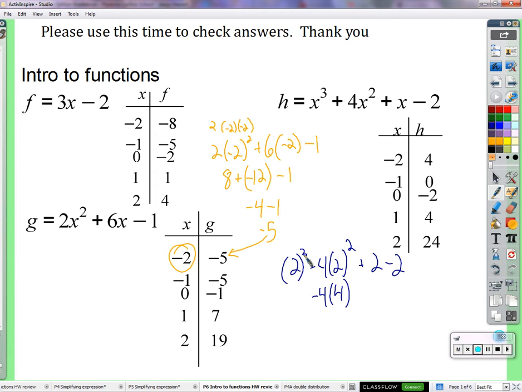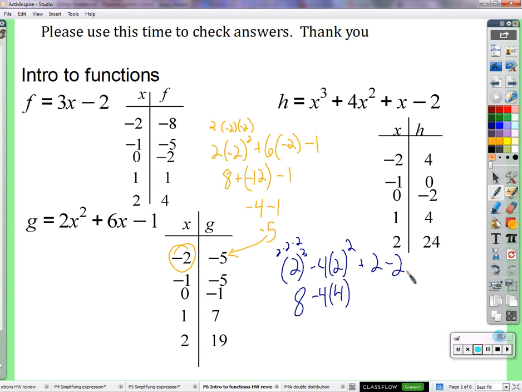What does raising something to the third power mean? Multiplying it 3 times instead of 2 times. 2 times 2 times 2. That'll be 8. Minus whatever that turns out to be. Plus 2 minus 2. What's 2 minus 2? 0. So we can even just forget about it.